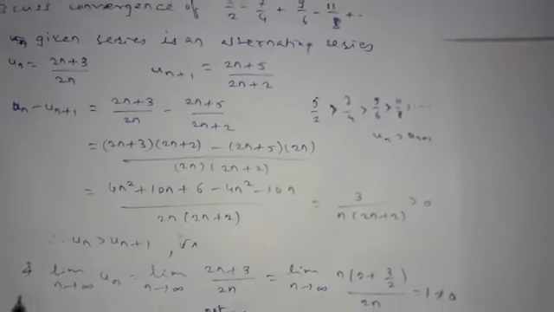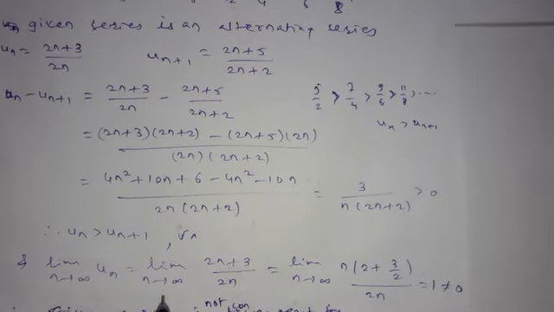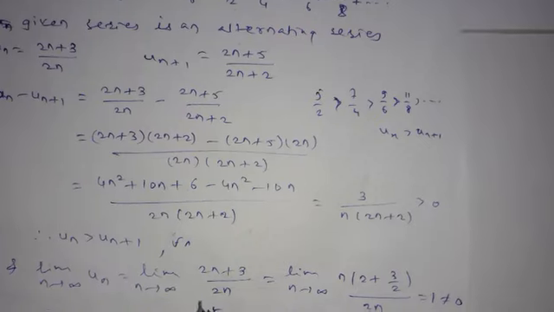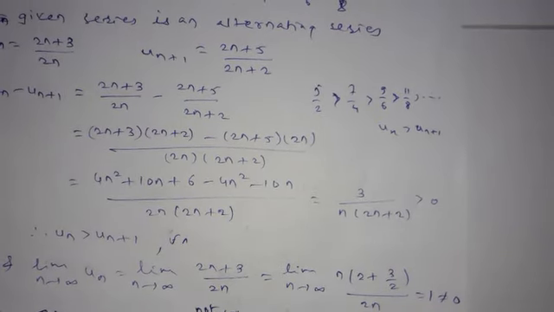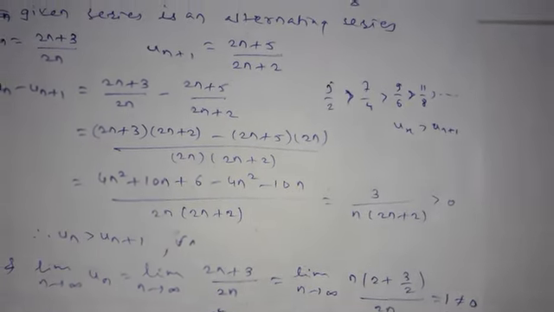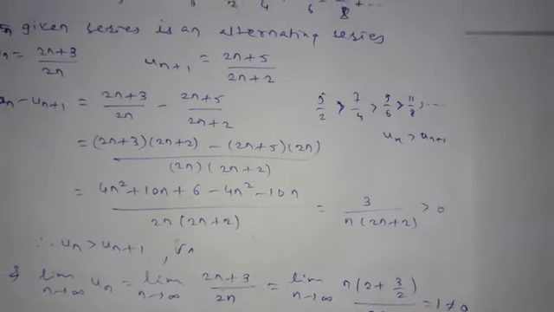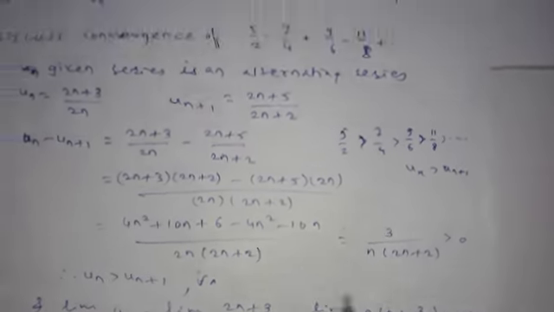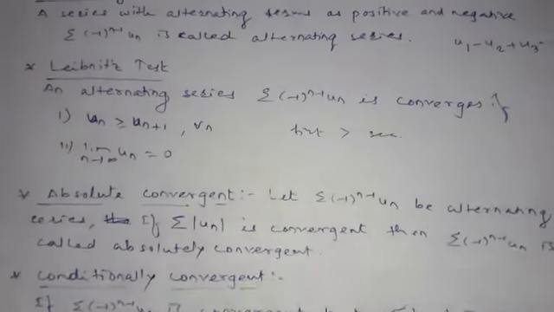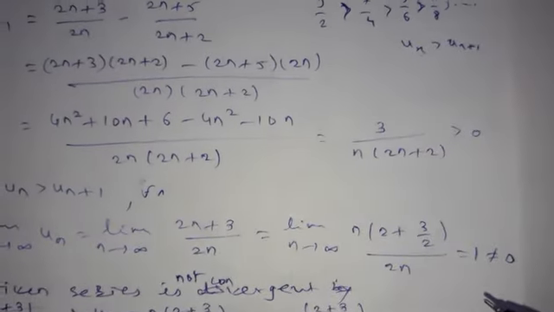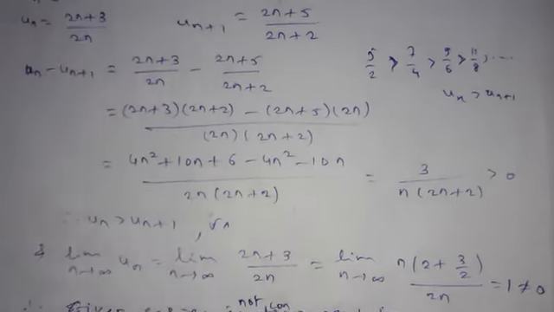Second, the limit as n tends to infinity of un is equal to the limit of (2n+3)/(2n). Take n common from the numerator, cancel with the n in the denominator, and we get the limit 2/2. It is 1. So it is not equal to 0. See here, our first condition is satisfied, but the second condition is not satisfied. What do we want in the second condition of the Leibniz test? We want the limit as n tends to infinity of un equal to 0. But here the limit is 1, not equal to 0. So this series is not convergent.